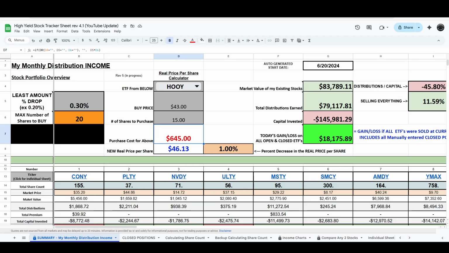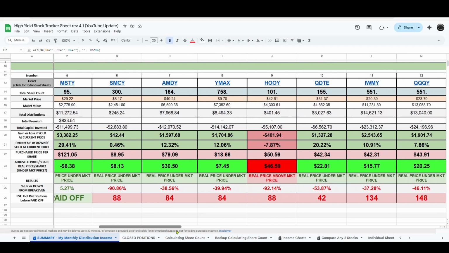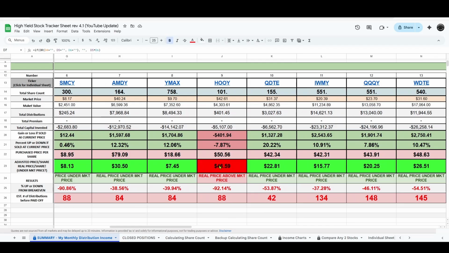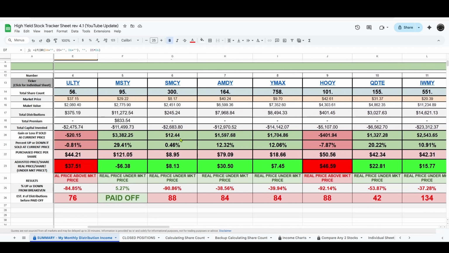So today I did buy a few more shares of HOOY and CONY. And we're looking at my stock tracker sheet right here. If I scroll down, you can see that I'm currently down on HOOY and I'm currently down on ULTY. And if we scroll right on over, you can see that HOOY is red as well. So I am down on that one, but the rest of them I am up on.